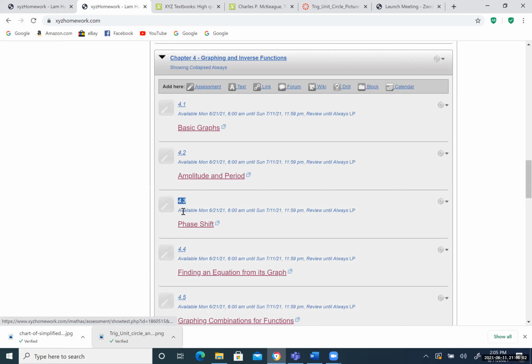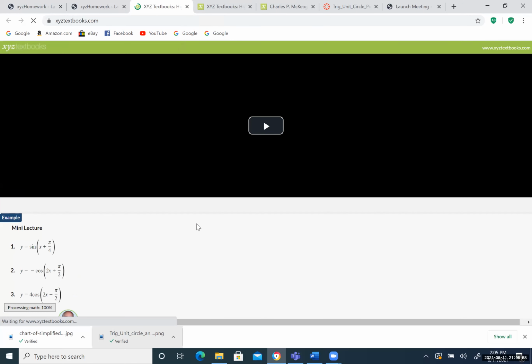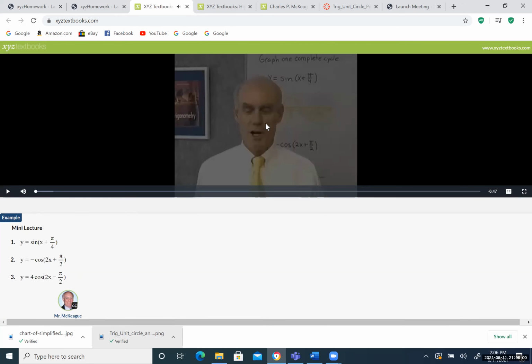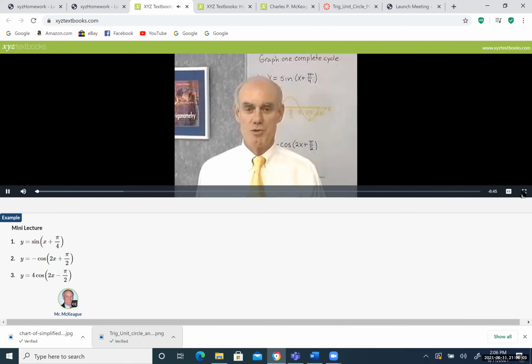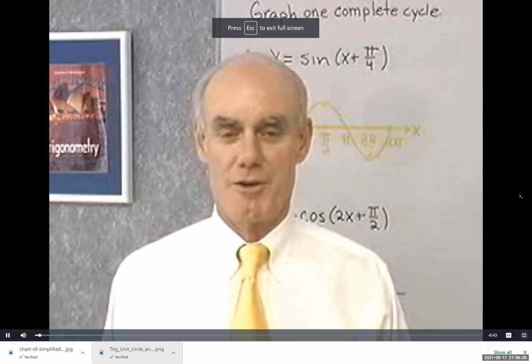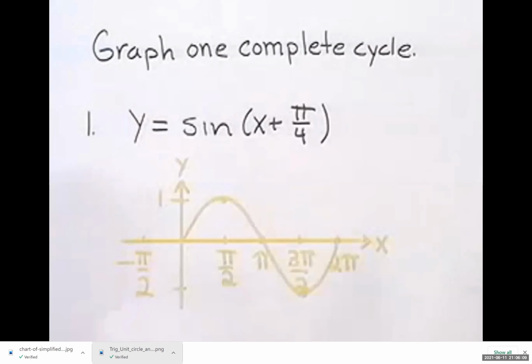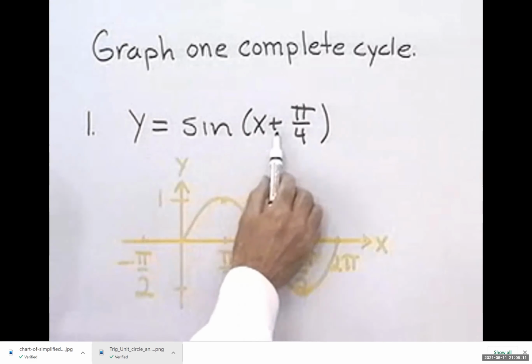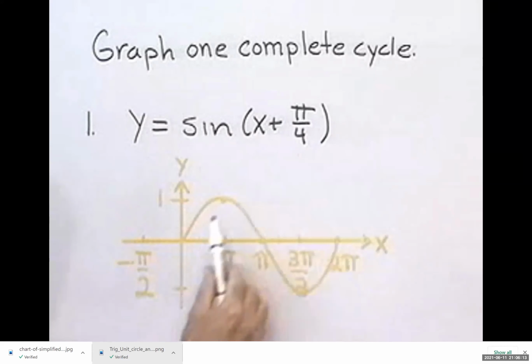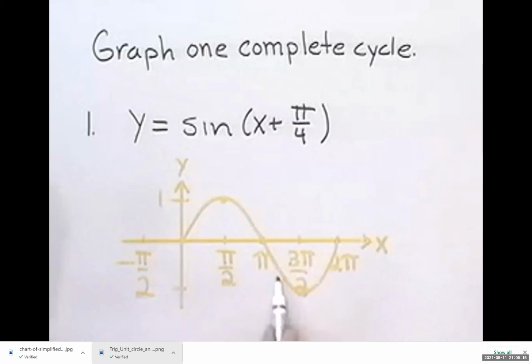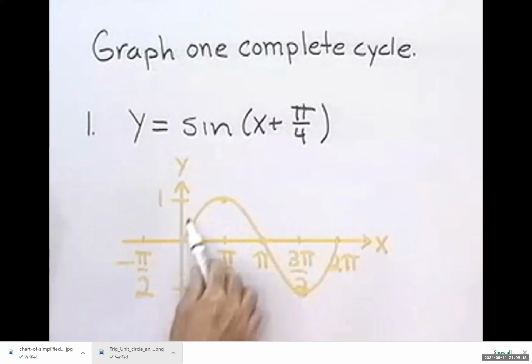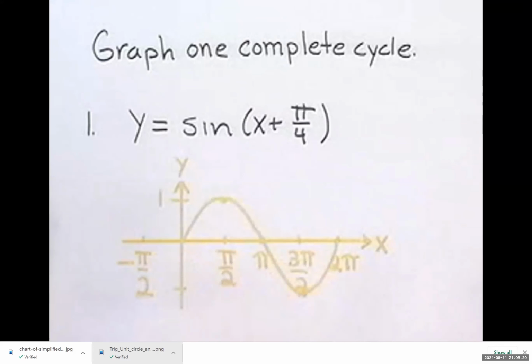4.2 and 4.3 about phase shift. We want to add phase shift to the properties of the graphs of our trigonometric functions. And let's look at our first example. We want to graph y equals the sine of x plus pi over 4. And I've written down here the graph of y equals sine x, so we can compare it, this curve right here, with the graph of y equals sine of x plus pi over 4.